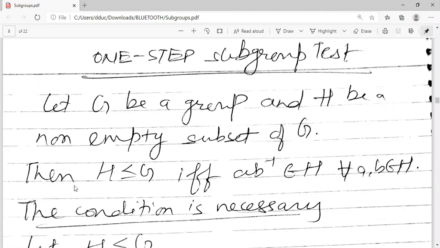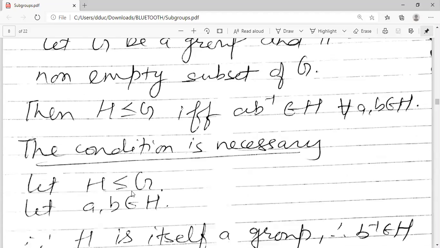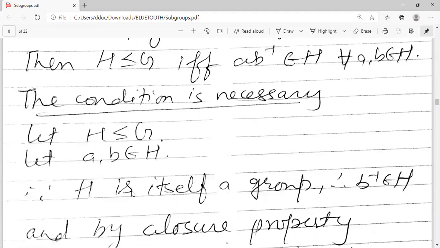Now, first we suppose that H is a subgroup of G, then we are going to prove that AB inverse belongs to H, and then conversely we suppose that this condition holds, and we will show that H is a subgroup of G. So first the condition is necessary. Suppose that H is a subgroup of G, and we have to show that A times B inverse belongs to H. So suppose that A and B are any two elements of H.